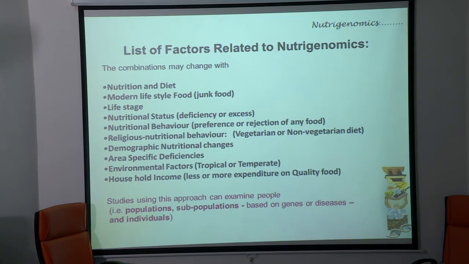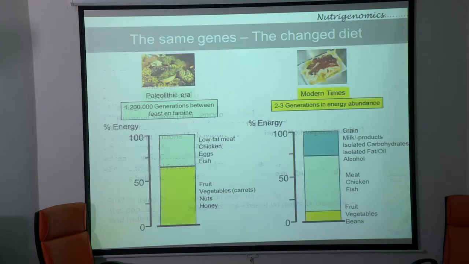And these studies allow the examination of people at an individual level or at a subpopulation level or at a population level. You have to study in totality because you want to find out those signatures. You want to develop certain markers which will indicate, yes, this is the time to stop or this is the time to start this particular type of diet so that the onset doesn't begin. So it is a complex study.